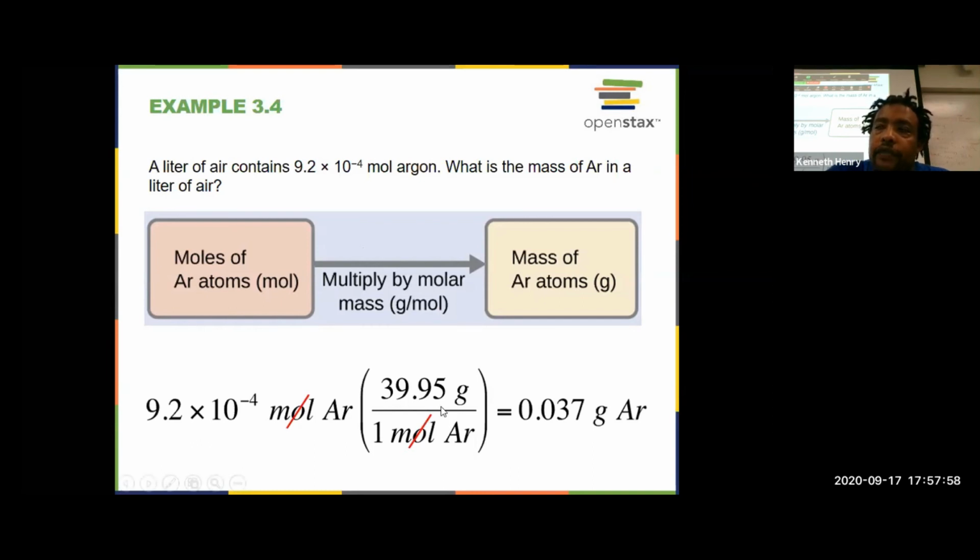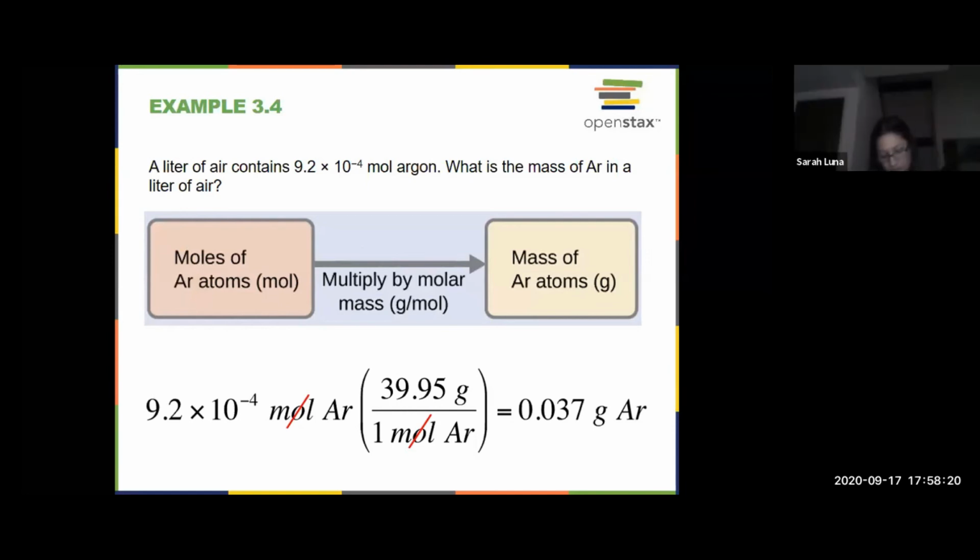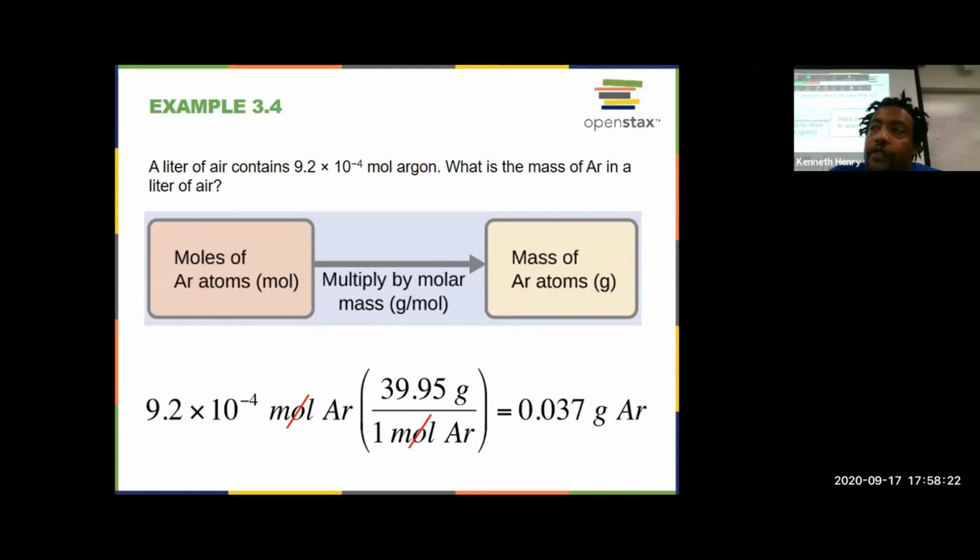And we know the molar mass of argon by looking at the periodic table is what? Forty? Okay, so it's roughly 40. So then we just multiply by 40 and we get 0.037 grams of argon. Okay, piece of cake?